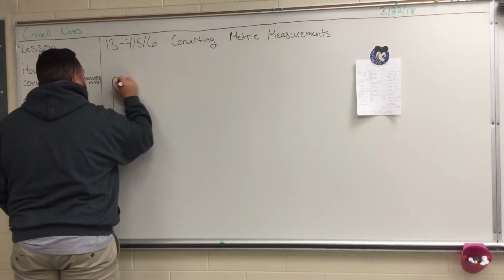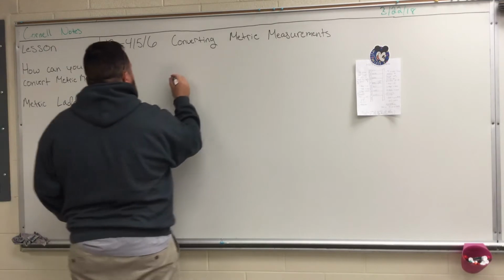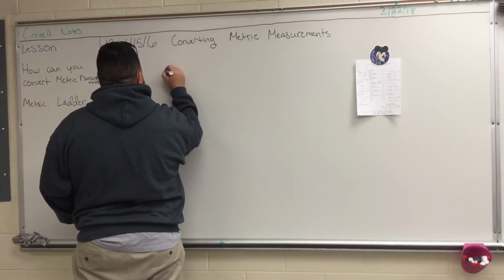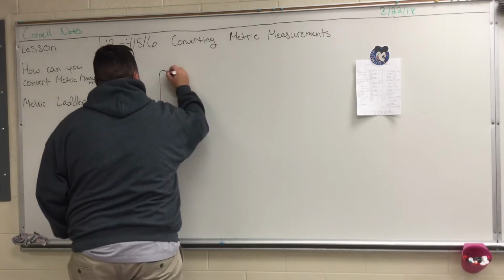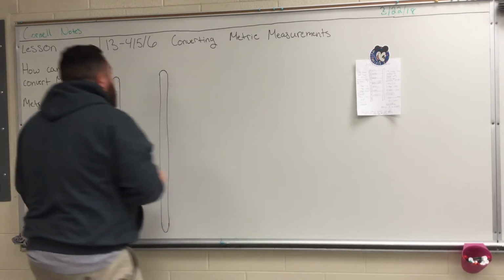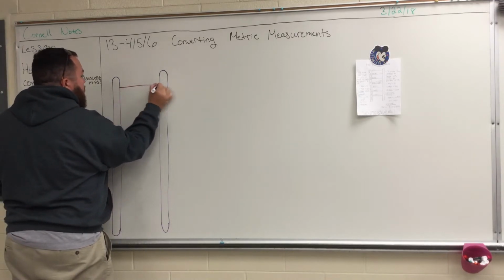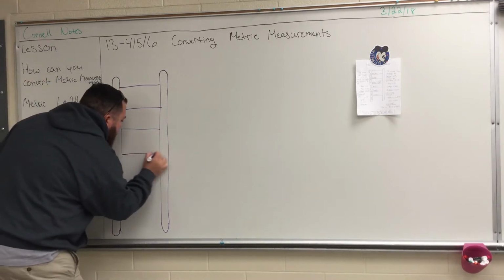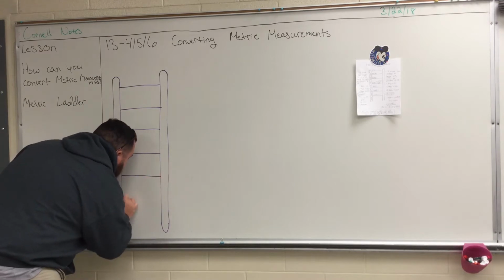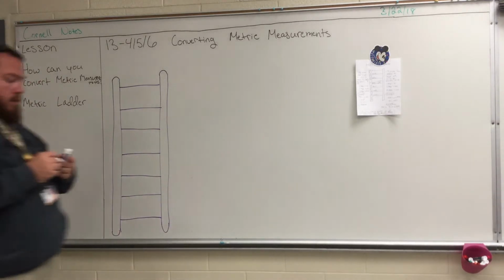And we already know that Mr. Savage's drawing is not the best. Let's throw our ladder right here. This way we still got a lot of room to write on the board. And then we're going to have 7 rungs. So we're going to have 1, 2, 3, 4, 5, 6, 7, all the way down to the bottom, okay?